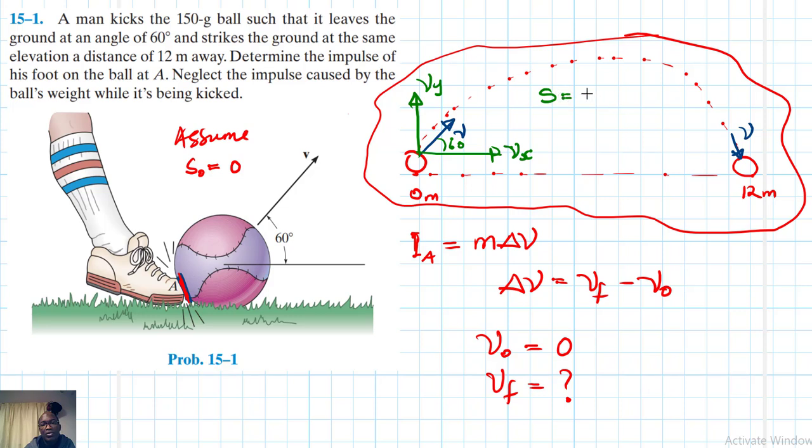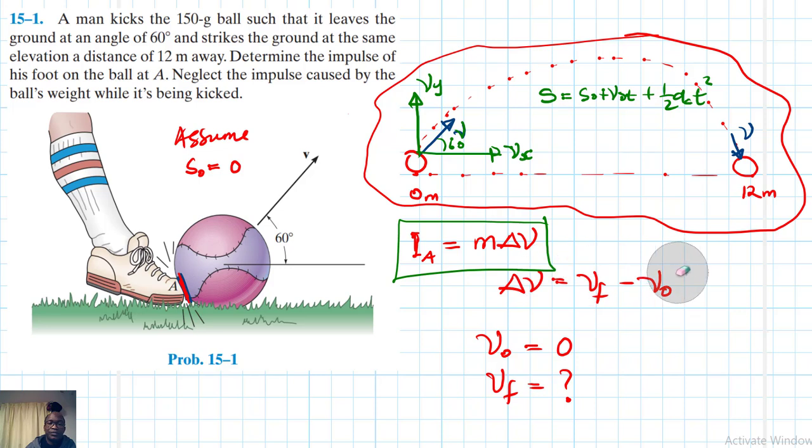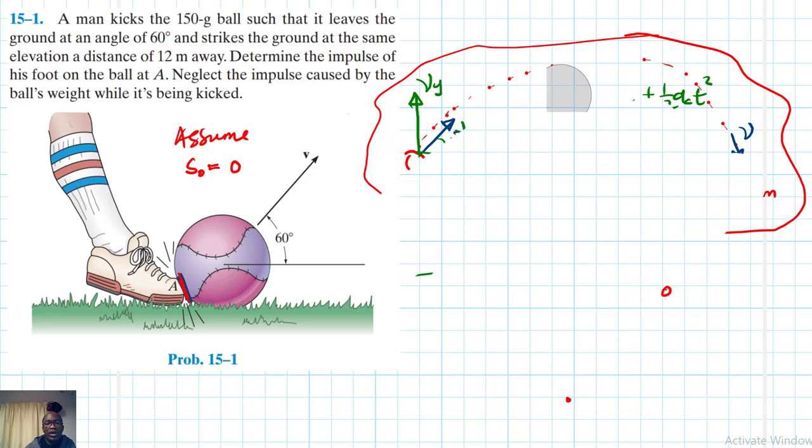We have S equals S naught plus V naught t plus half a_c t squared. Remember this equation? We are going to work this out in both axes. We'll have two equations with two unknowns, then we'll solve for the values of Vx and Vy and then find V, which is going to be our V final. This is the one we are going to use in this equation to calculate the impulse. Is that okay? Sure, so let's do so.